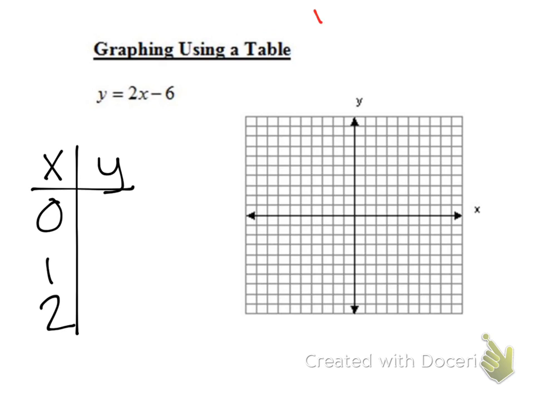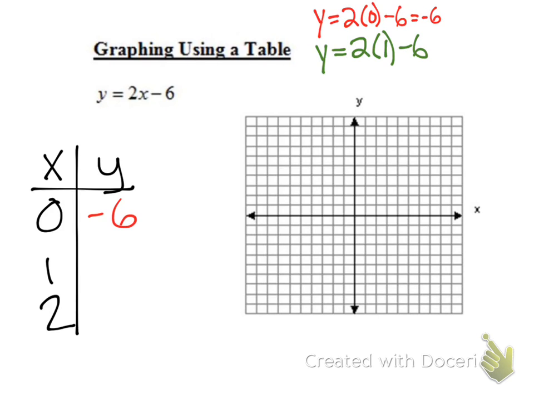So y equals 2x minus 6. You take the X out, you put the 0 in, you do the math. 2 times 0 is 0. 0 minus 6 is negative 6. That's my first point. Same process. Now the X is a 1. 2 times 1 is 2. Minus 6 is negative 4. So 1, negative 4 is my next point.